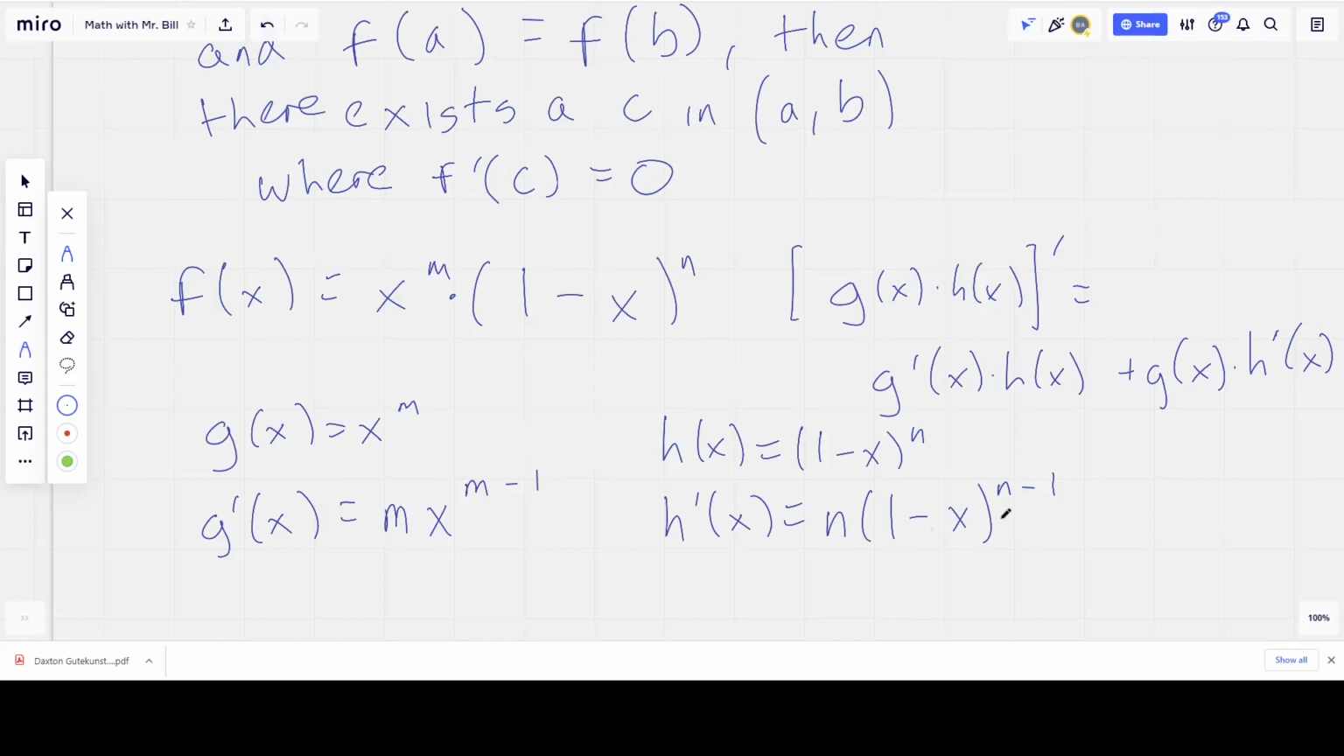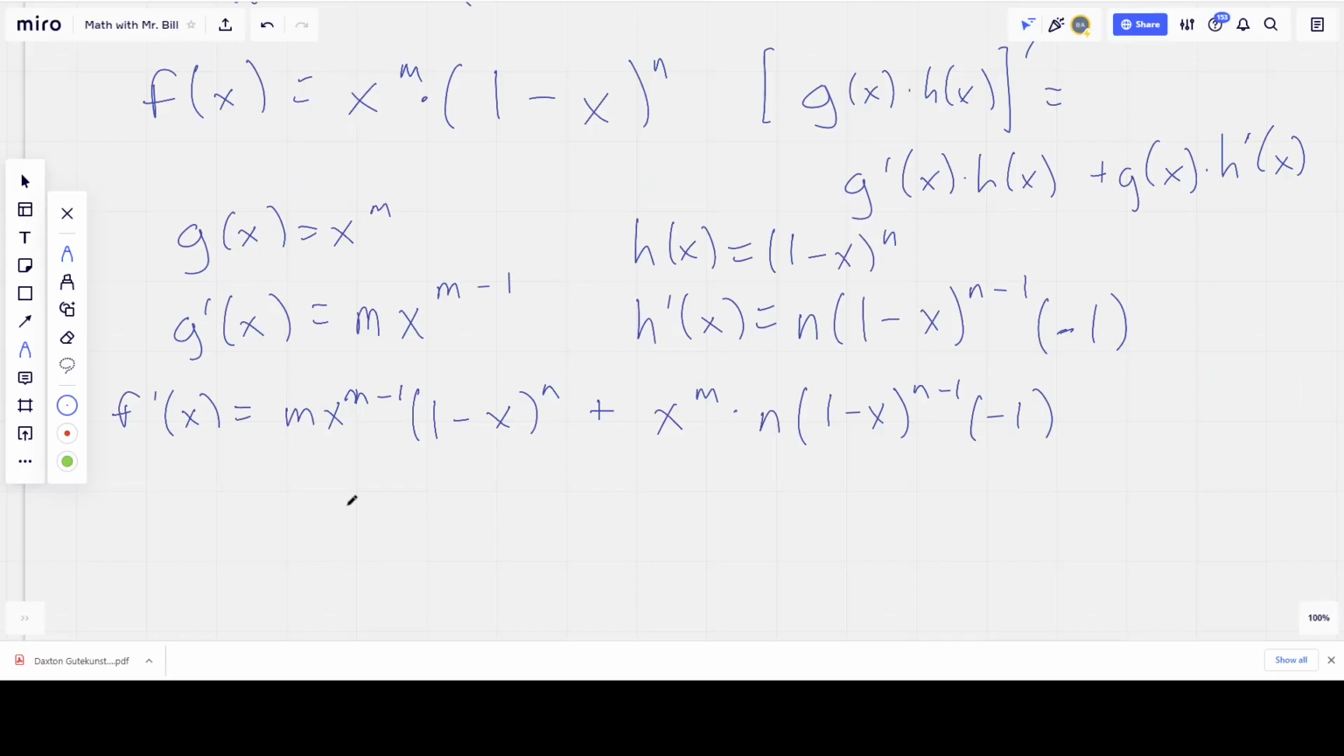So now we'll put everything together in the product rule. So f prime is going to be equal to g prime of x times h of x plus g of x times h prime of x. Okay, so now I'm going to rearrange everything here, and I'm also going to think about what factors I have in common between these two terms. So taking everything, just rearranging everything, I get m times x to the m minus 1 times 1 minus x to the n minus n times x to the m times 1 minus x all raised to the n minus 1. So what's in common between these two?